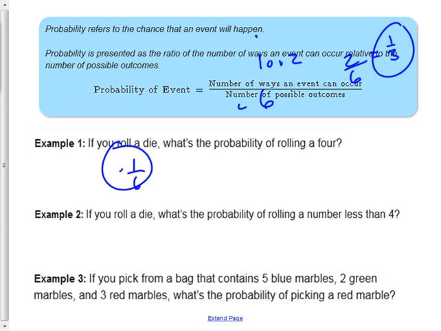If you roll a die, what's the probability of rolling a number less than 4? So less than 4 would be 1, 2, and 3. So I'd have 3/6, which equals 1/2. So I have a 1/2 chance to get a number less than 4.